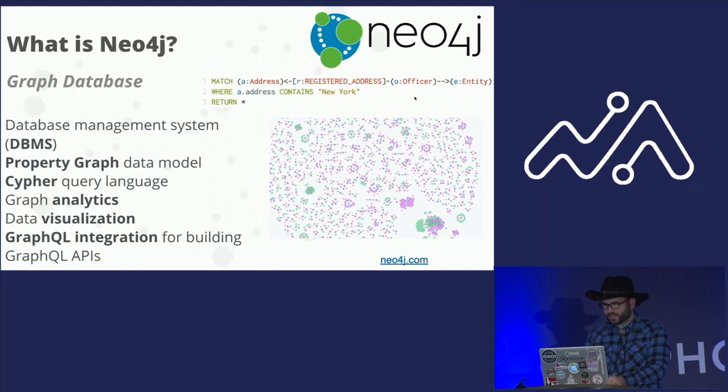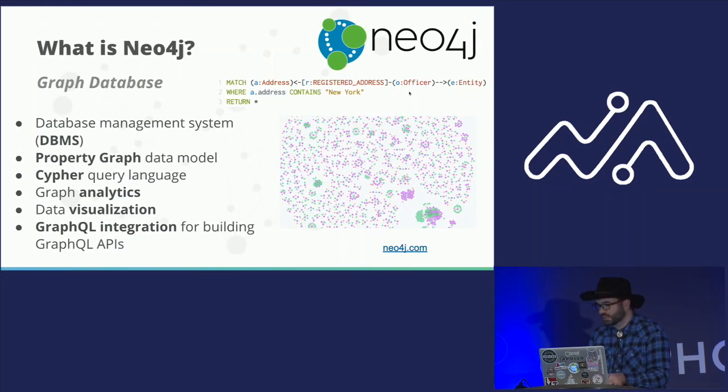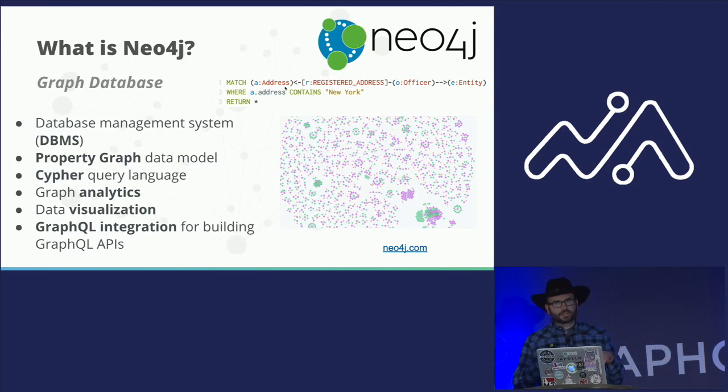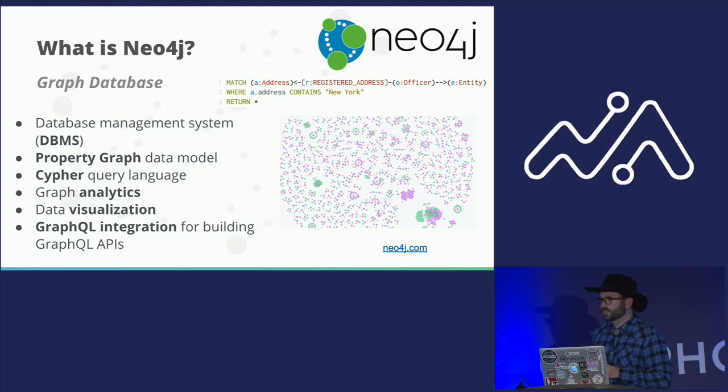Here's an example. Let's see if I can zoom in on that. Yeah, sort of. Up in the upper right there, there's an example of a Cypher query. Basically, with Cypher, you're drawing this ASCII art notation for expressing a graph traversal, which we'll see a little example of later. So primarily, just think of Neo4j as a database where the data model is a graph.